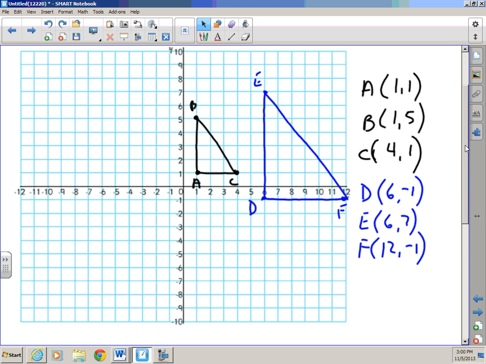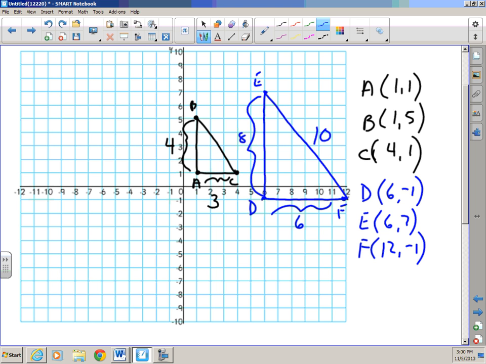Now, how would we do that? Well, we need lengths of sides. Well, you can see by just counting that the length of AB is 4 units, of AC is 3 units, DE is 8 units, and DF is 6 units. And something we will cover later in the course, but we could figure out the length of this diagonal to be 10 under a theorem that you're going to learn, and this one to be 5.